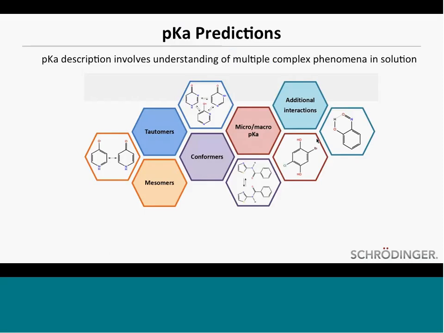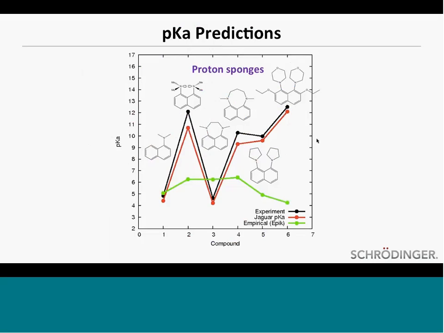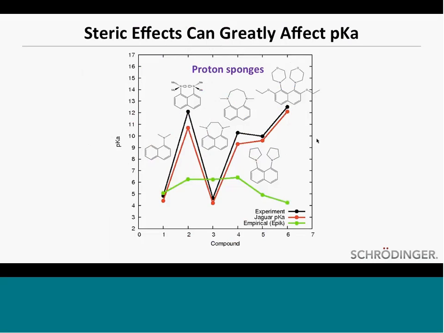So pKa prediction is a really complex problem. It involves a lot of different things working together: mesomers, tautomers, conformations, micro versus macro pKa, and so forth. So here's one of my favorite examples that illustrates why this is so complex.